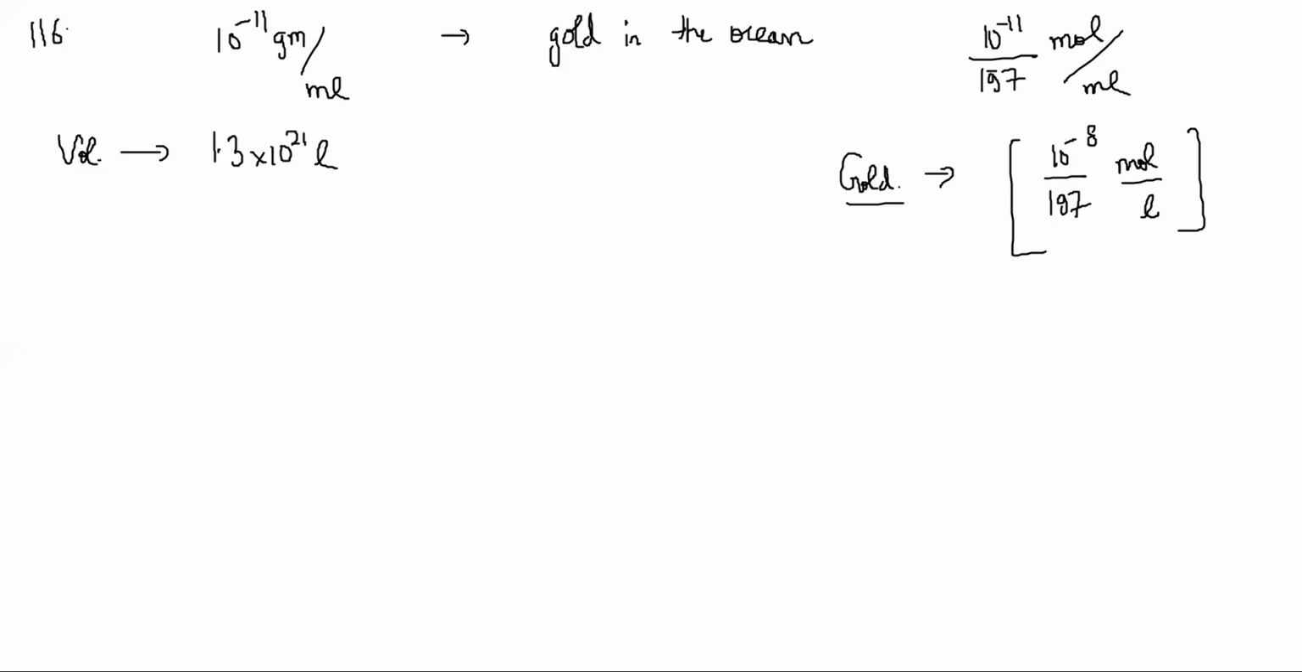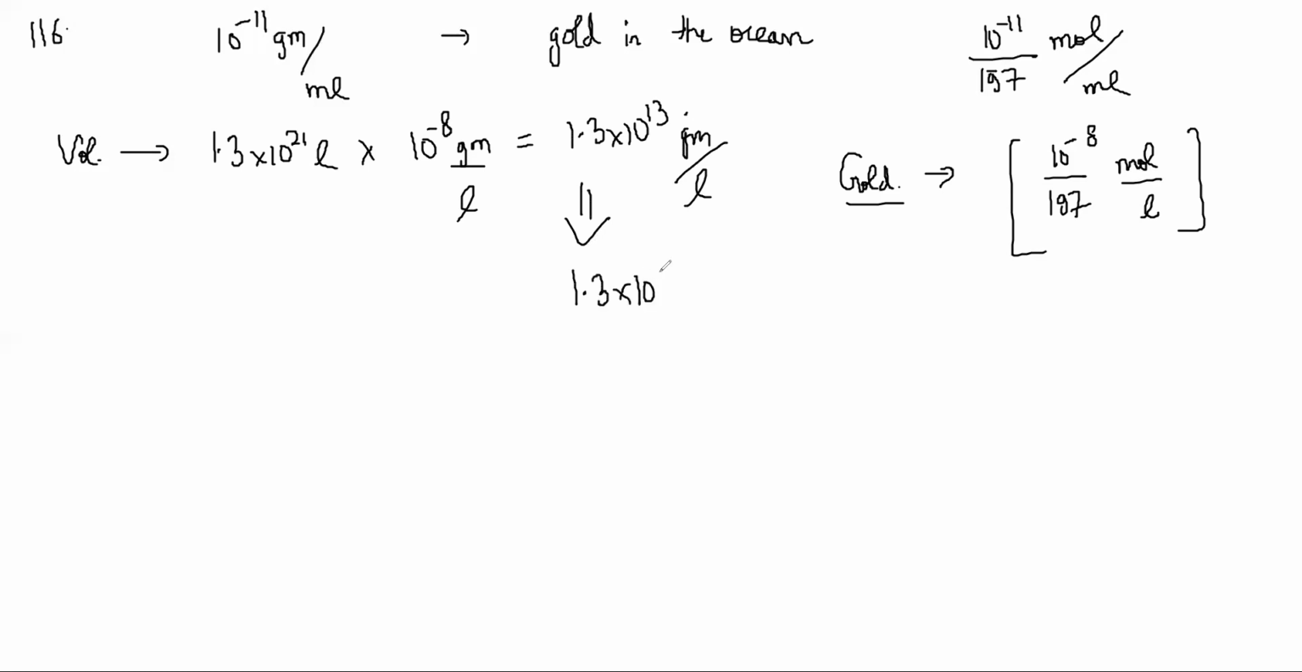So you just multiply, you don't even need to convert it to this part. You have to multiply just by the 10 power minus 8 gram per liter. So this becomes 1.3 into 10 power 13 grams. So actually, you can say that almost 1.3 into 10 power 10 kilograms of gold. So 13 billion kgs of gold, oh my god, is dissolved.